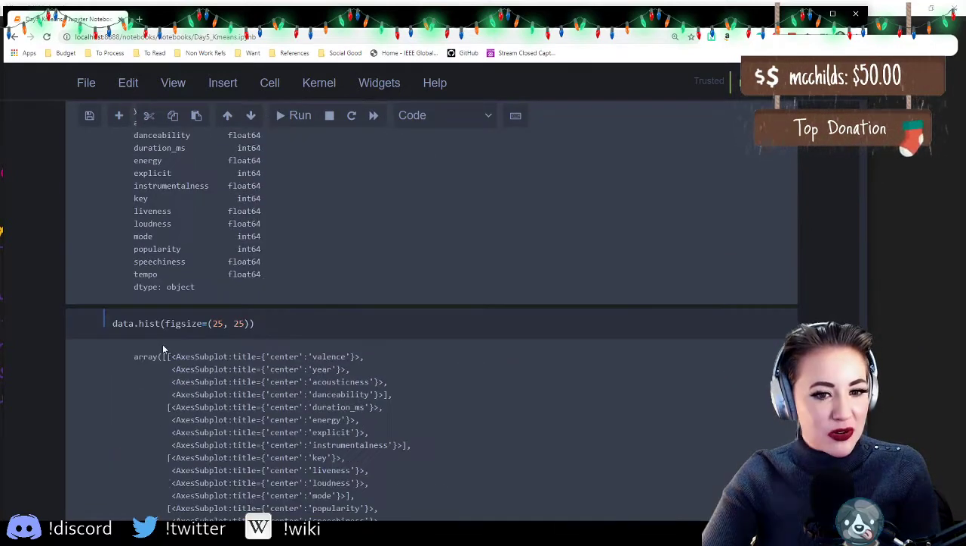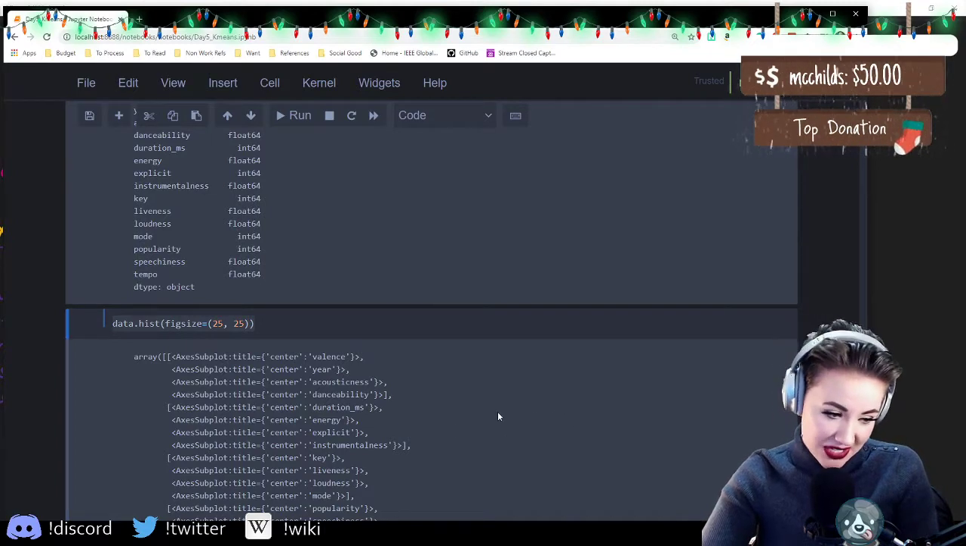I know, right? This is the beauty that is pandas, that there's some built-in plotting that happens, which is really, really nice.